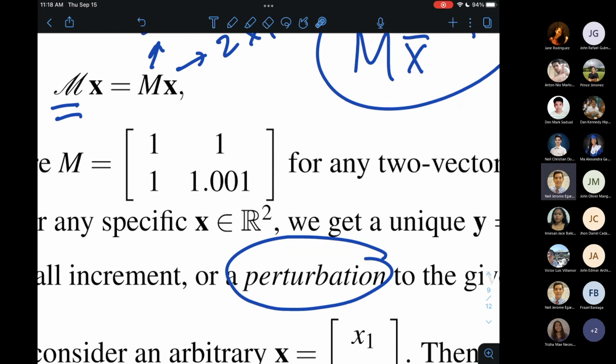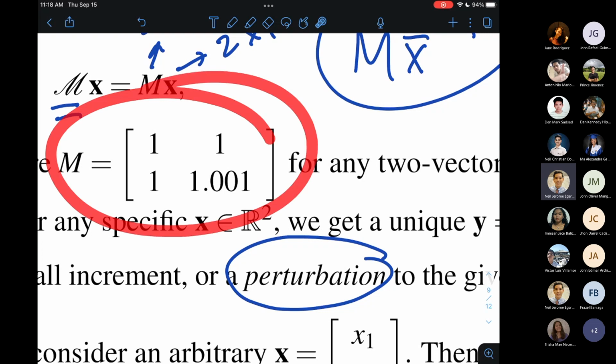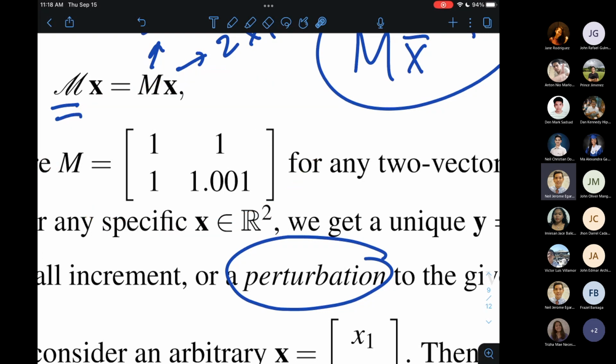Or napapaisip na kayo na mag-drop na sa course kasi ang dami palang kailangang matutunan dito or marami dapat alam. Pero paunti-unti naman yan. Masasanay din tayo. Isang madaling pan-check kung invertible ang isang matrix ay kapag non-zero yung determinant. Kunin mo yung determinant ni M, it's a product pababa minus product pataas, it is 0.001. So ibig sabihin non-zero yung determinant ni M, so ibig sabihin meron siyang inverse.